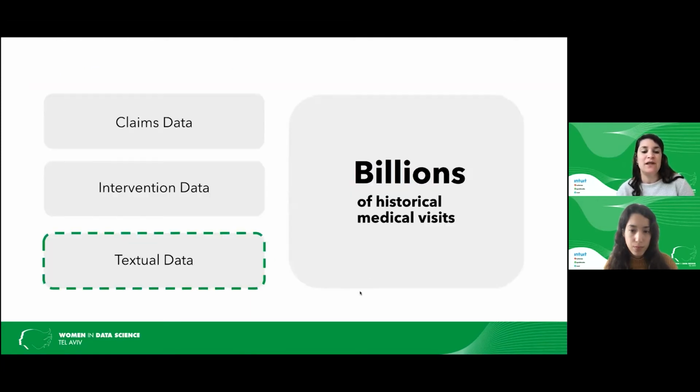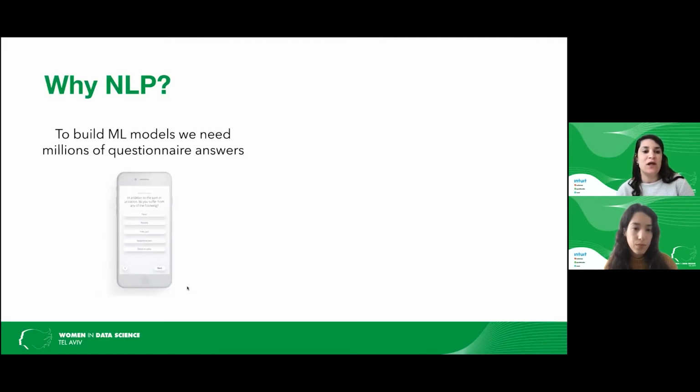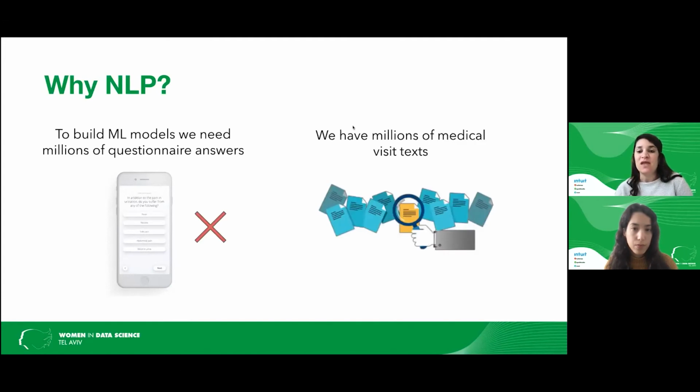So how do we do it? In order to build ML models, we use textual data. Why do we use textual data? Why do we use NLP? To build great ML models, we need thousands or millions of questionnaire answers, which we do not have right now, but we do have millions of medical visit texts. We have retrospective data of medical records with text, and we can use this text in order to answer the questions of our questionnaire.